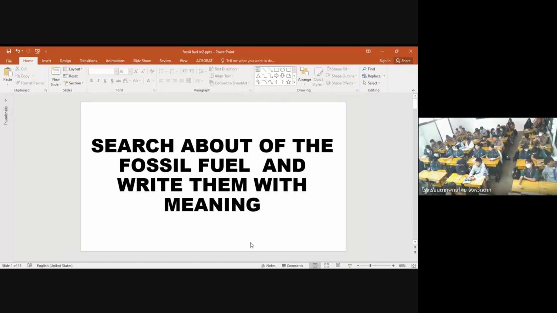Fossil fuel, and give them the meaning. In your science notebook, not papers, notebook. Do not scratch out, okay? Just stay in your notebook. Before we start, try to search in your science notebook.